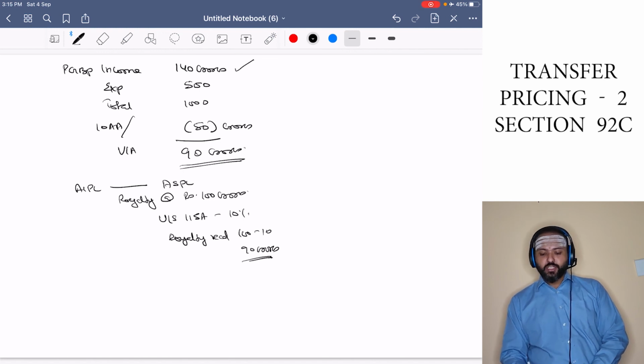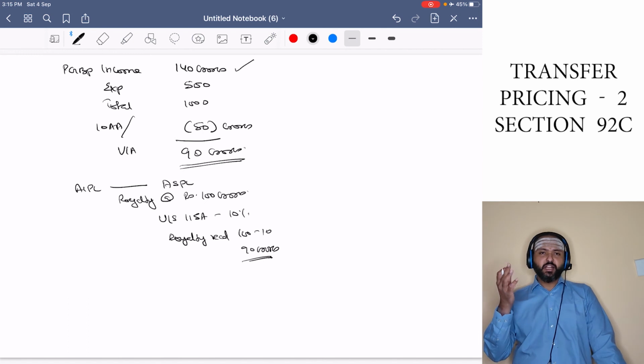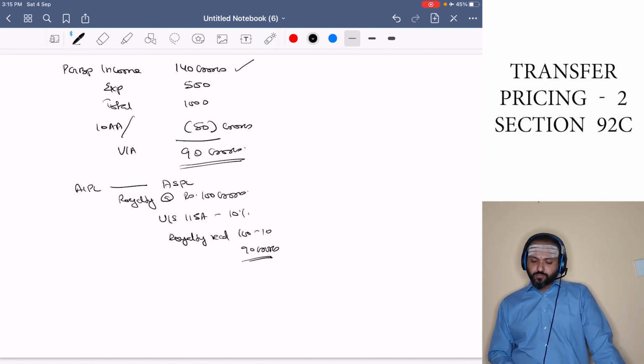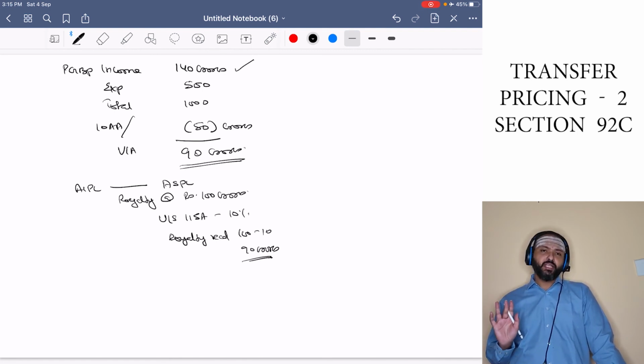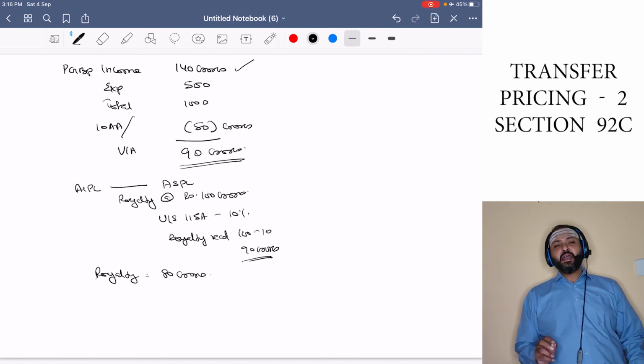Okay, so under section 195, tax has to be deducted. Rate will be as per section 115A, 10%. Now the AO has taken up this particular transaction for assessment. He feels that 100 crores is overpriced. It cannot be 100 crores, and he redetermines the royalty. He redetermines the royalty as 80 crores. So what will happen now?